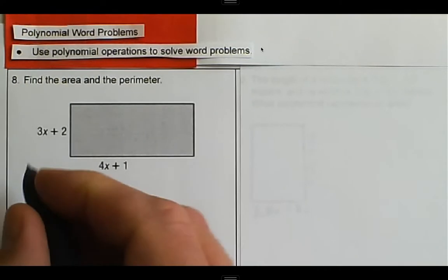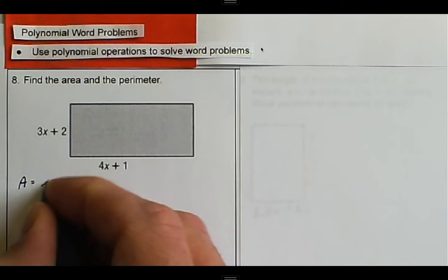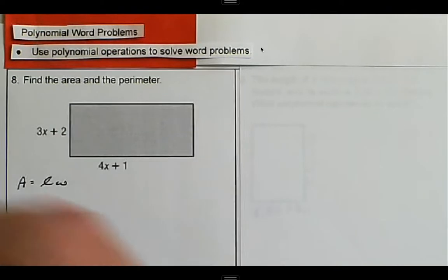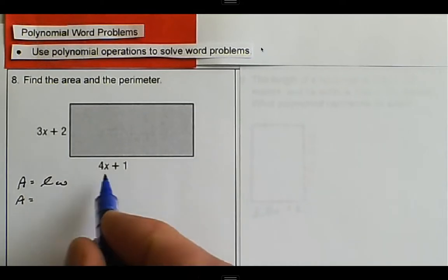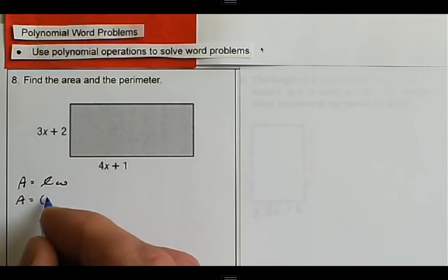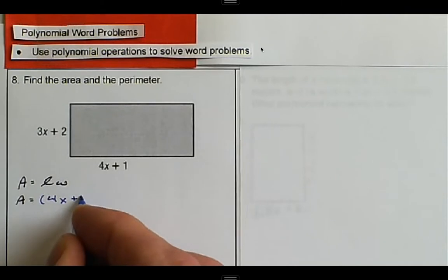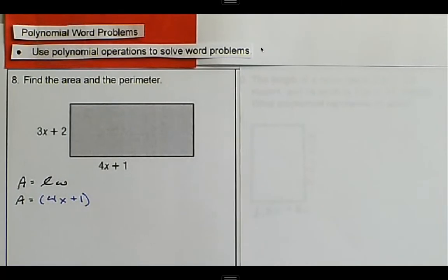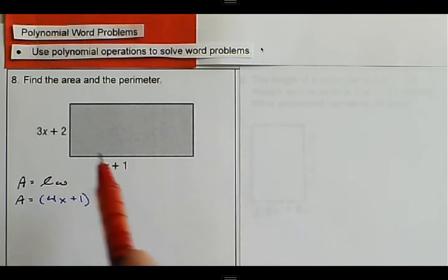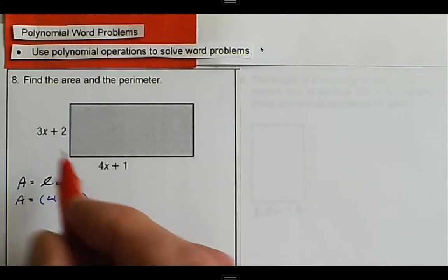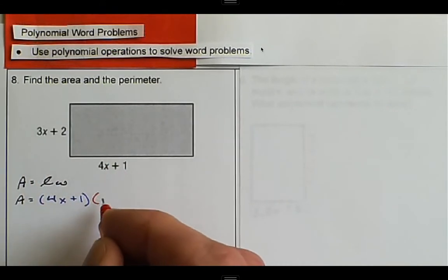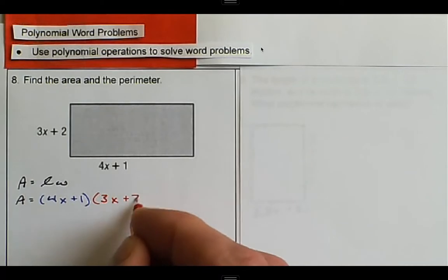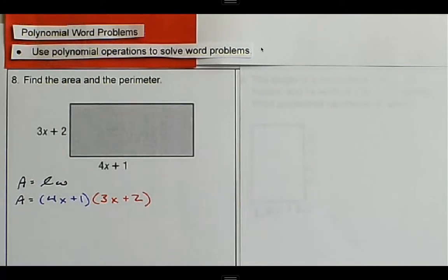So area, we've done that before. So area is equal to length times width. And we can substitute our values in. So 4x plus 1, that can be our length. And when we use multiplication, we need to use our parentheses to make sure each part of the binomial gets multiplied with the other binomial. So we have our length and our width written down, and then we're just going to multiply these through.